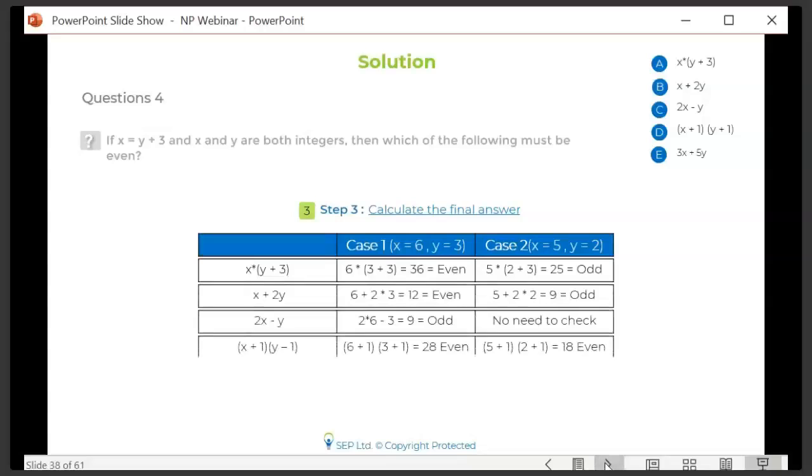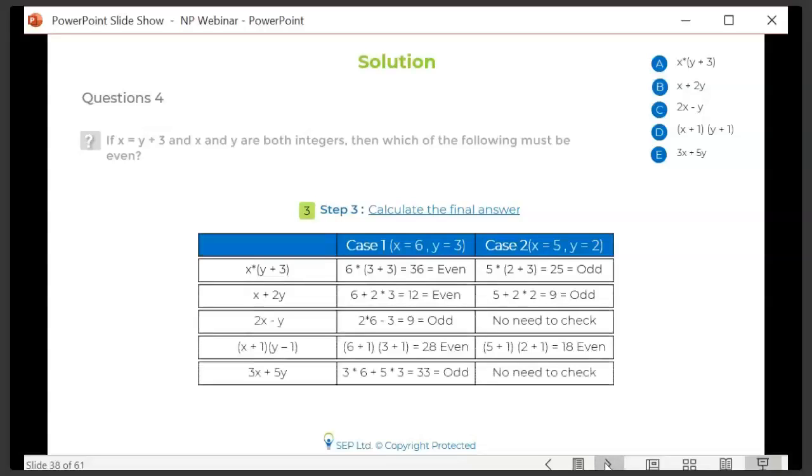Okay. And also while checking, make sure that you don't do the full check. So for example, look at option 3. In option 3, when I put x equal to 6, y equal to 3, I was getting odd. Now, once I'm getting odd, I don't need to check the second case. Why don't I need to check the second case? Because I need to find even, and if in the first case I'm getting odd, I don't need to check the second case. Notice only in the fourth option am I getting both even. So you can definitely say that the answer in this case will be option D.